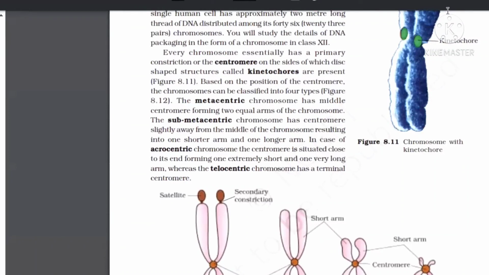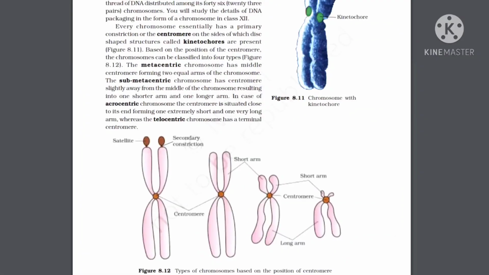Based on the position of the centromere, the chromosomes are classified into 4 types. In the diagram, the first is metacentric. The centromere is exactly in the middle. In the second diagram, it is shifted. As a result, one short arm and one long arm come. Clear, beta? Third is acrocentric and fourth is telocentric. So check carefully in the theory. A metacentric chromosome has a middle centromere making 2 equal arms. That is why I wrote isobranchial, equal arms. A submetacentric chromosome has the centromere slightly away from the middle, resulting in one short arm and one long arm.